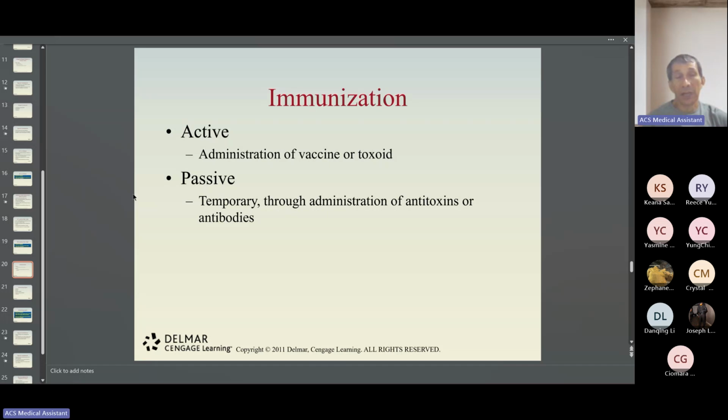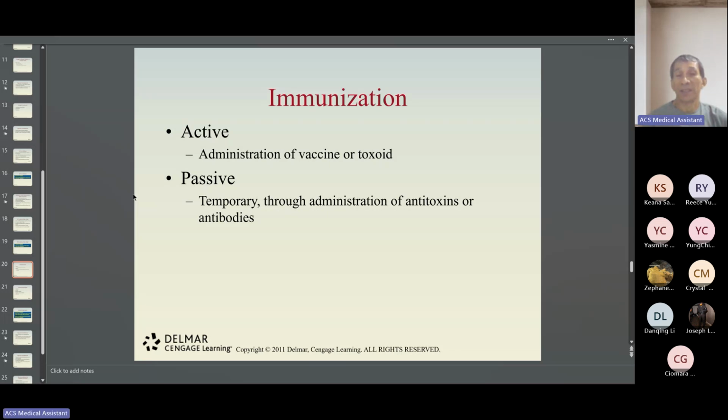So the question will be how active immunization works. Well, you are receiving a vaccine. So vaccines are considered active immunization because it is being given to you. It is being manufactured by someone, somewhere. Now, I'm going to give it to you so you can be protected.